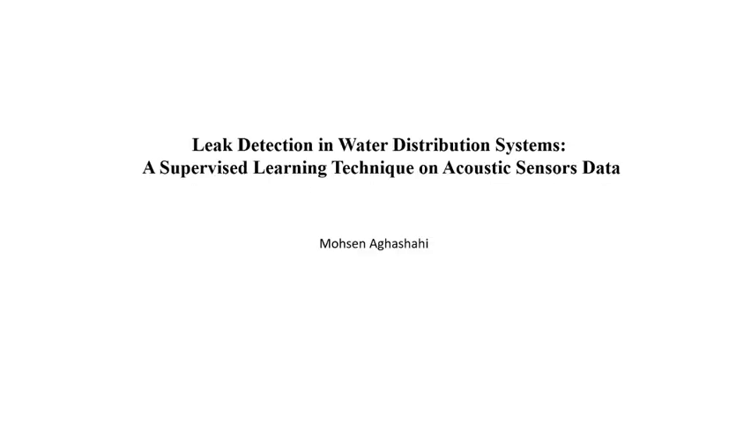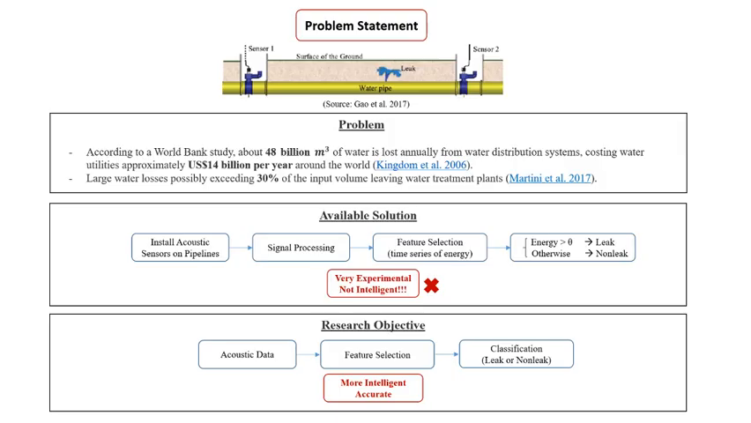This project is entitled Leak Detection in Water Distribution Systems, a supervised learning technique on acoustic sensor data, and I'm Mohsen Agha. Leak is an important problem for water utilities. It causes lots of water and financial losses. One approach to solve this problem is installing hydrophones on fire hydrants and acquiring some acoustic data and then use them and implement some classification methods.